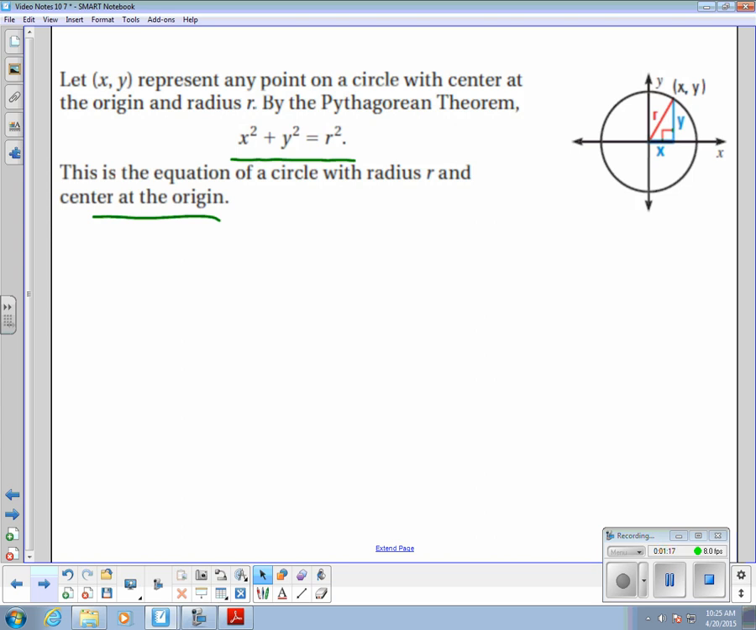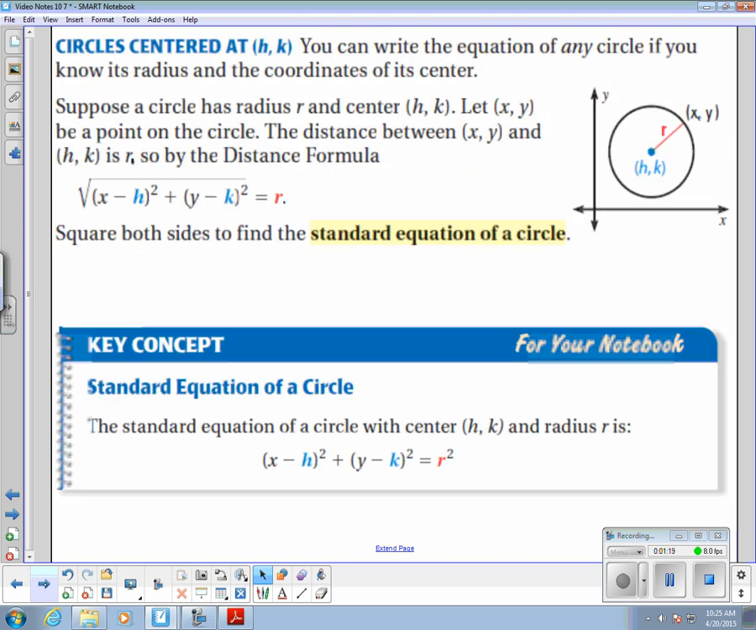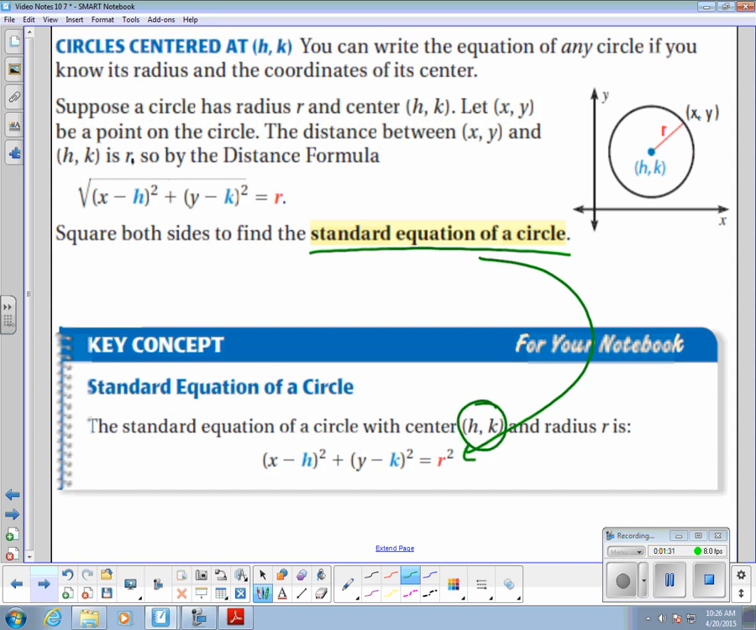Now, when the circle moves off the origin, we end up with a new formula. And so our standard equation of a circle now is this one down here, where h comma k is the ordered pair for the center of the circle and r represents the radius. And so therefore the figure can move off the origin. Now look at this, it's x minus h, y minus k.